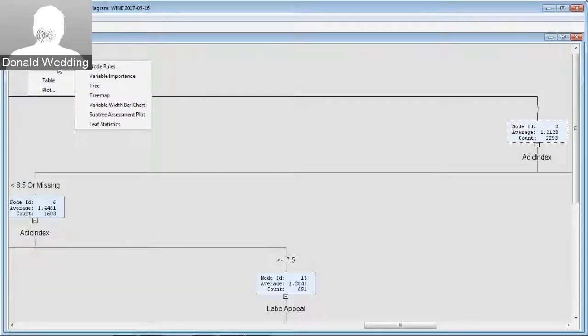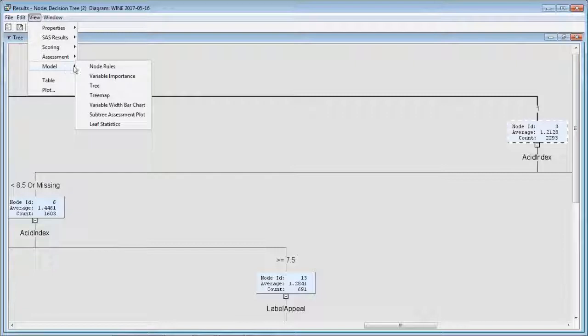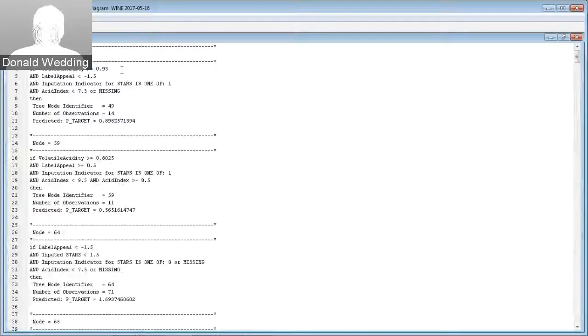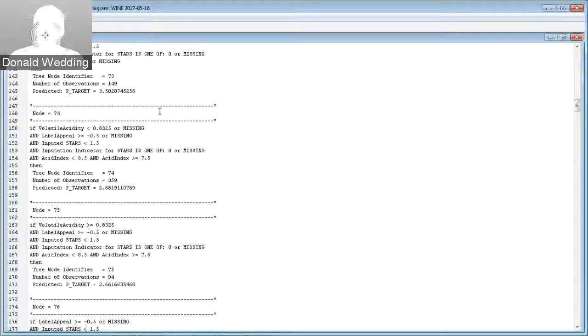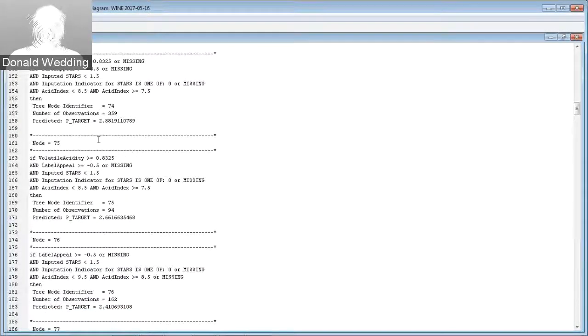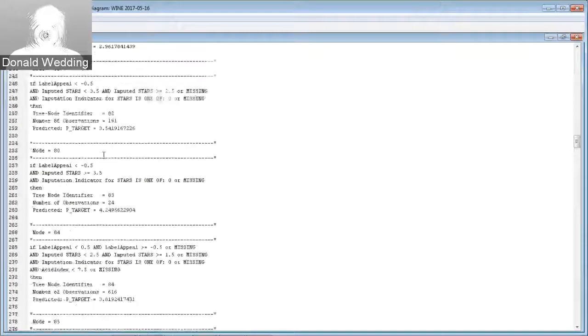If you look at this, you can even look at the actual rules themselves. It should be somewhere around here. Node rules, let's see. Yeah, here they are. So you could say that if the volatility is great and the label appeal is small and nobody rated the wine and the acid index was small, then you're not selling any wine. This comes up with some rules. Now I'm sure that R has something similar to this or Python or something, but the point is you can come up with some nice English rules.